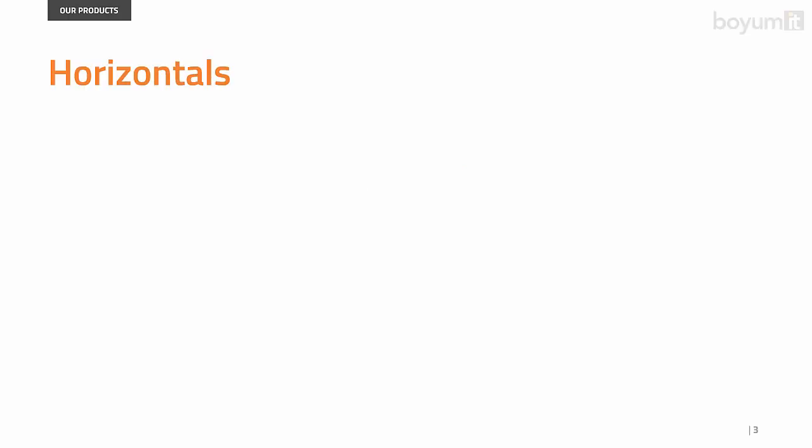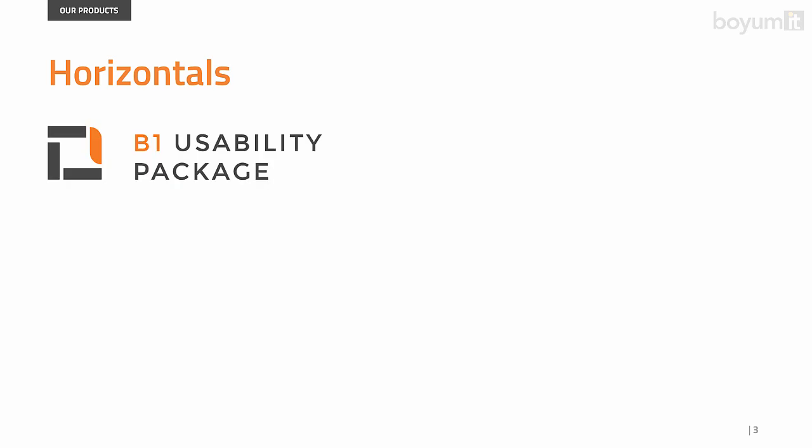We can find B1 Print and Delivery under the Horizontals division of the Boyum products. First of all, we are going to talk about B1 Usability Package. B1 Usability Package is software to create customizations within SAP Business One, and that is where we can find B1 Print and Delivery. It's an additional module of B1 Usability Package. It's not a separate or independent add-on. It's an additional module that you can select after purchasing B1 Usability Package.